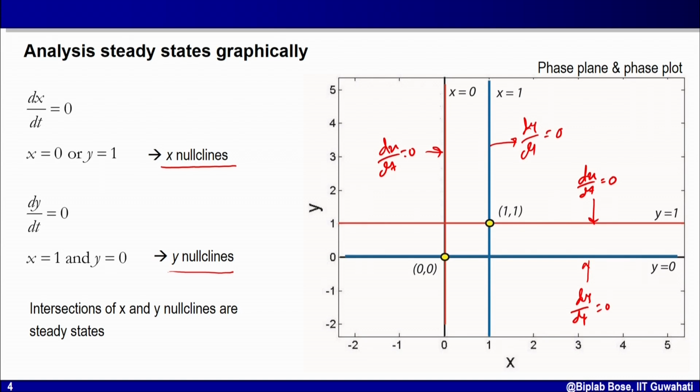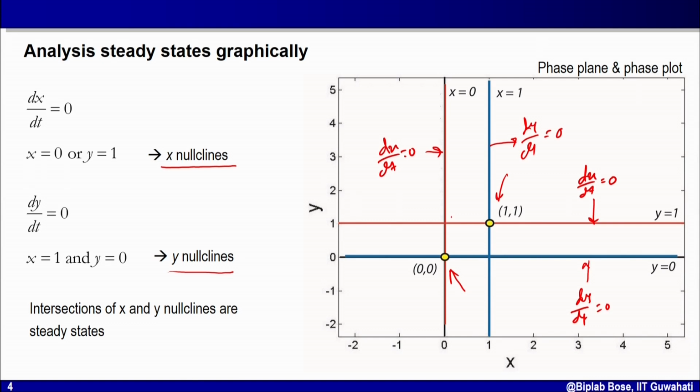So I have four null lines. Two x null lines shown by red colored lines, two y null lines shown by blue colored lines. Now let us see where x null line and y null line intersect. I have 2 points where these blue and red lines are intersecting. One is 1, 1 shown by this yellow dot. Another one is this 0, 0.